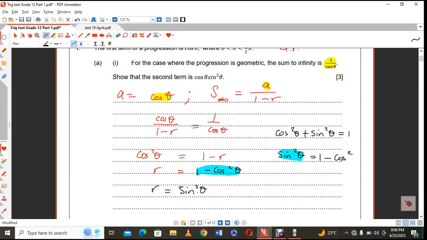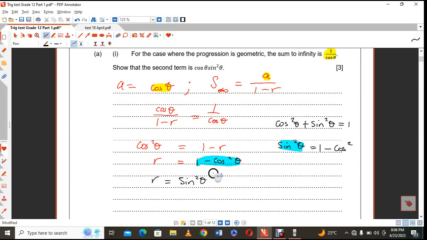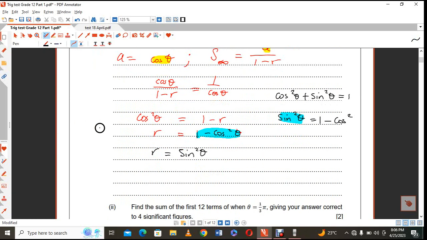Now that we have that, we are going to find our second term. Remember, the formula to find the nth term is t sub n equals a r to the n minus 1. So you're going to use that formula to find the second term in this case. That gives me that the second term is going to be the first term, which we know is cos theta, multiplied by the r, in this case, which is sine square theta.